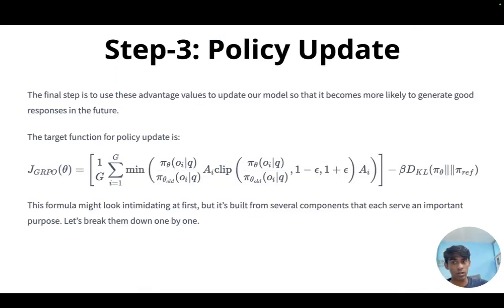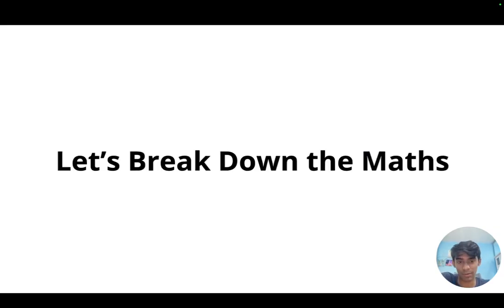Then you update the policy. The final step is to use these values that we got, either positive or negative, it doesn't matter, to update our model so it becomes more likely to generate the positive responses, not the negative ones. So the target function for the policy is this. I know it's very complicated. The formula is actually very complicated. This is the policy formula for this reinforcement learning. But it's fine, we'll break down the maths.